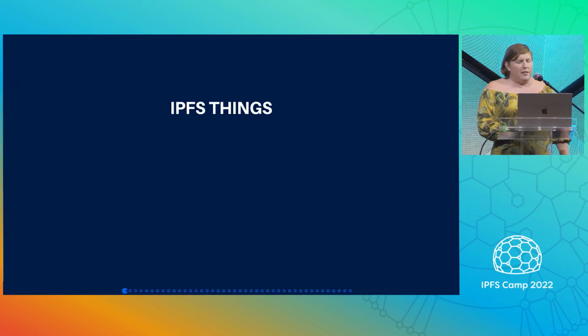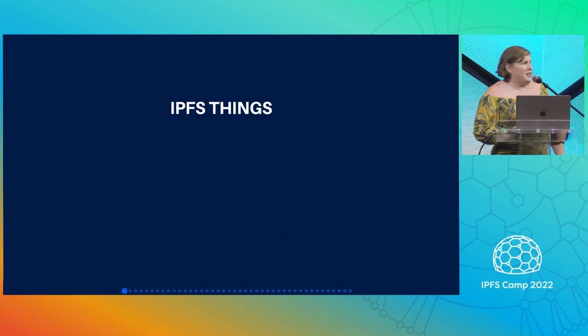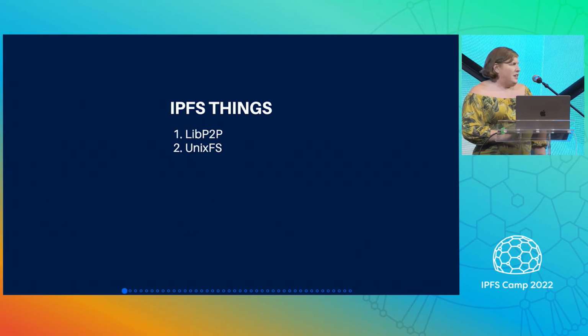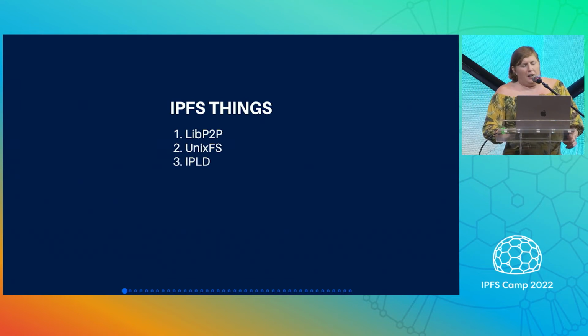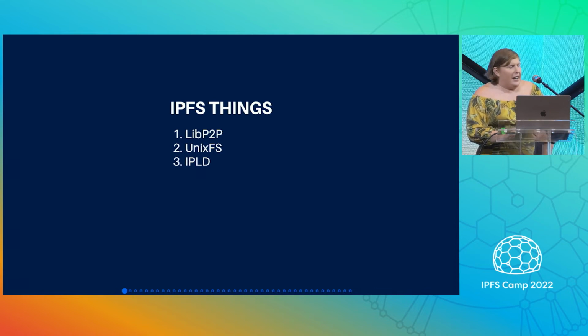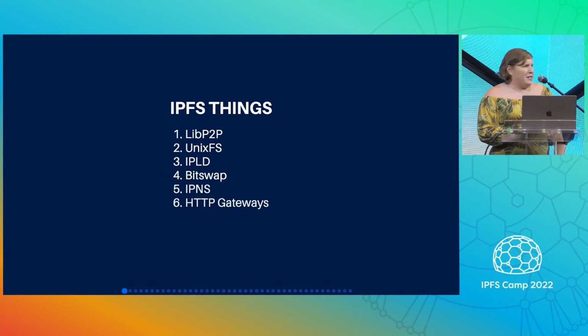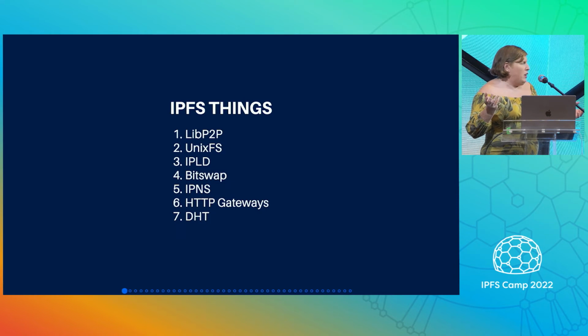So I could think of some things that are part of IPFS, some components you tend to see in IPFS implementations. You've heard of libp2p, the peer-to-peer networking stack, UnixFS, a content addressed file system. You might have heard of IPLD, a data model, maybe BitSwap, a transport, IPNS, a naming system. Maybe you've heard of the IPFS gateways. Maybe you've heard of a DHT, right?